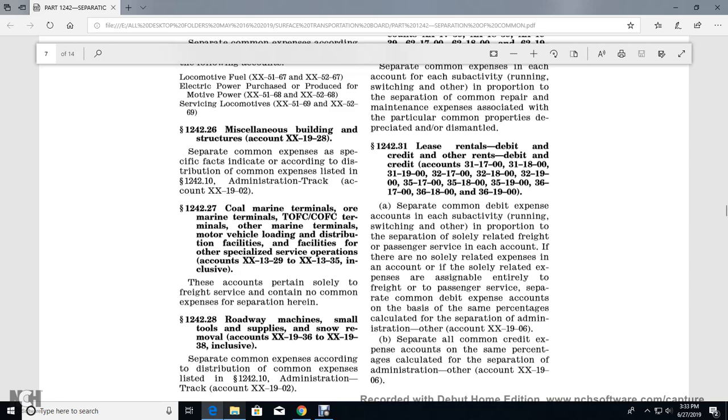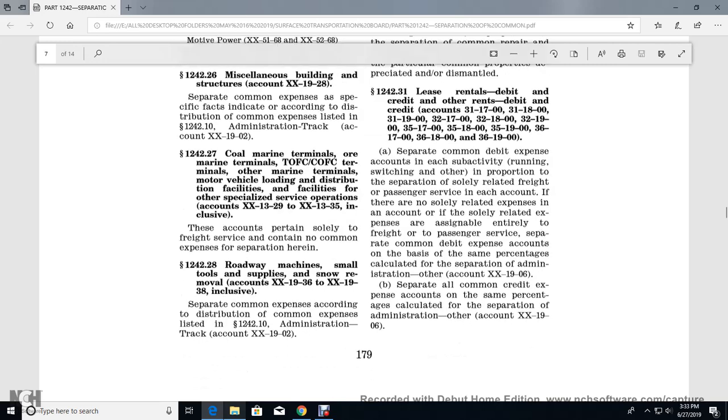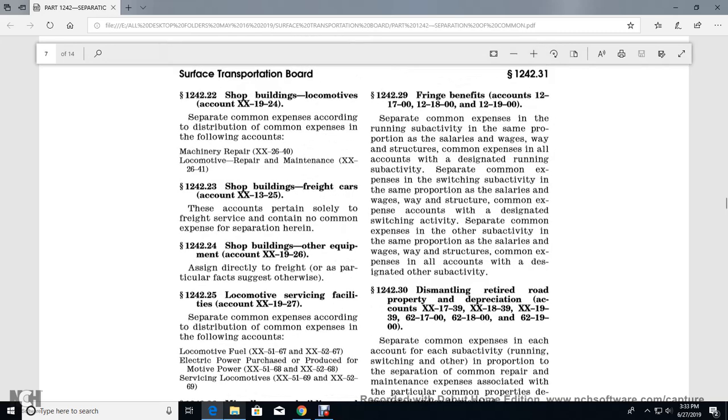flat car with the other marine terminal motor vehicle loading distribution facilities other specialized operation counting XX 1329 XX 1335 inclusive. The accounts pertain solely with the freight service that contain no common expense with the separate therein. 124228 the roadway machine with the tools to supply with its own removal of the account with the XX 1936 to 1938 inclusive. Separate common expense with according with the distribution company with the expense of the list in 124210 with the ministry of the track account 1902.